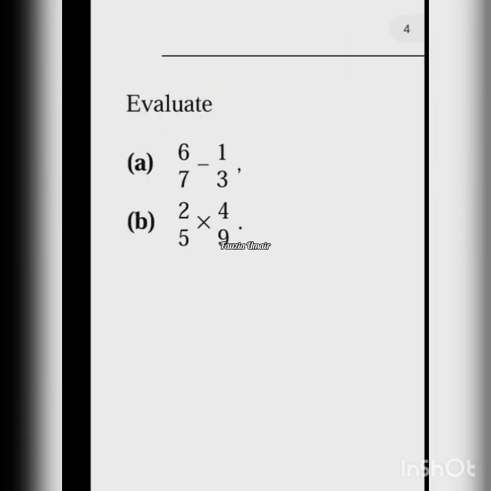So evaluate. First part, make the denominator same. So what will it be? 21. 18 by 20. What will come here? 18 minus 7, 11. So 11 by 21. Simplest form, that will become the answer.